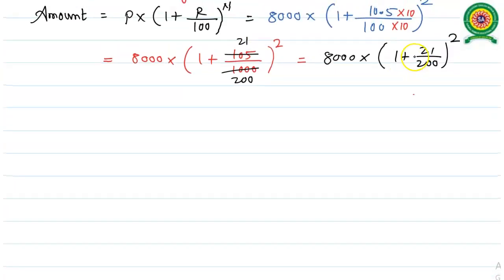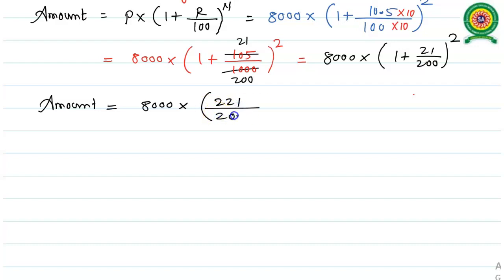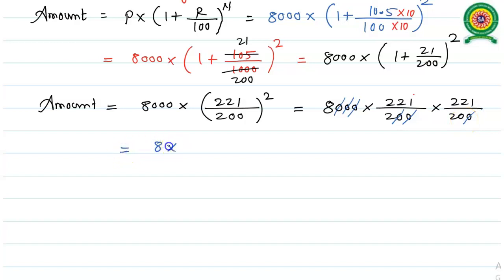Doing the cross multiplication in the bracket, the amount equals 8000 into 200 ones are 200 plus 21 is 221, divided by 200, the whole square. The whole square means multiplication two times, so 8000 into 221 divided by 200 into 221 divided by 200. Two zeros from denominator and numerator cancel, one more zero from numerator and denominator cancel, so we remain with 8 into 221 into 221 divided by 2 into 20.